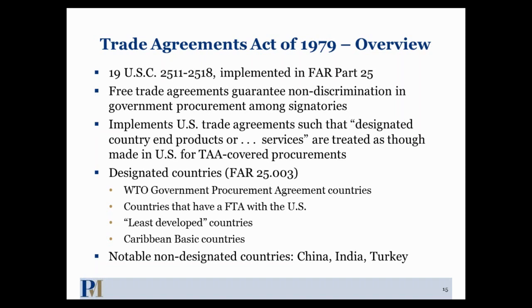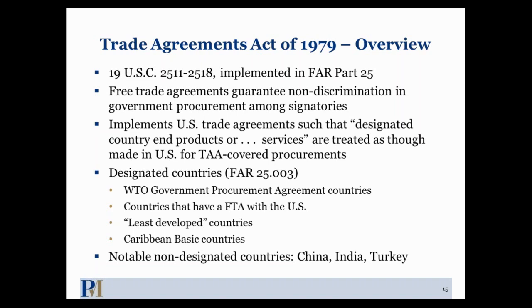FTA countries include countries like Australia and Chile and Panama and Peru. So you can look in the FAR and figure out which category a certain country falls in, if you're looking at supplying a product that's made in that country, to determine if it falls under a trade agreement, under the Trade Agreements Act. I think the key also is to understand which countries do not.